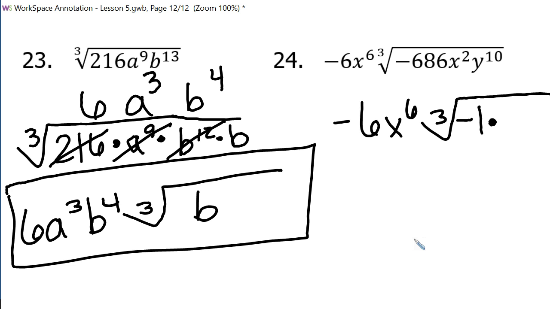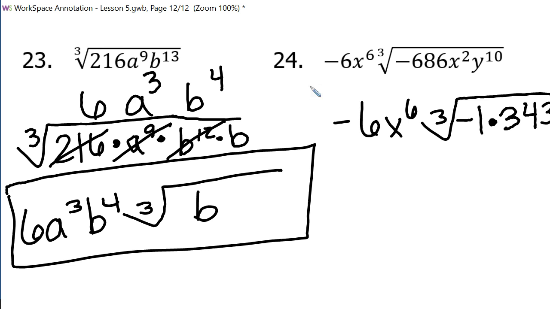Now for the 686, what was the perfect cube for 686? 343. So this would be 343 times 2 times, can x squared be split up? No, there's not a multiple of 3 below 2 that I could use. But y to the 10th, how do you split up y to the 10th? Y to the 9th times y to the 1st.